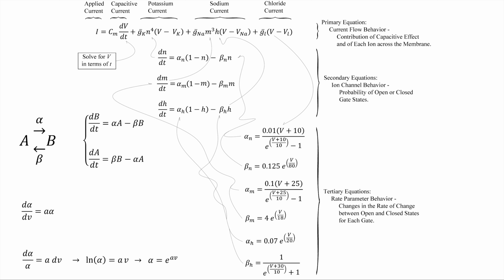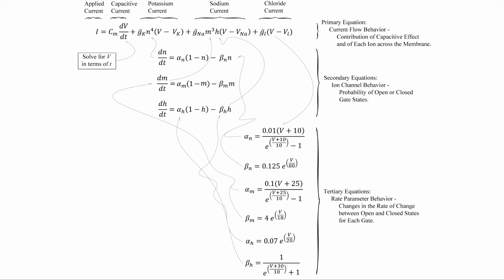But it just shows why E ends up in so many solutions to differential equations. So what this is saying basically is that the rate constant alpha, in the case of the Hodgkin-Huxley equations, is not actually a constant, but it itself is also dependent on voltage. So what you end up with here is basically every variable influencing every other variable.